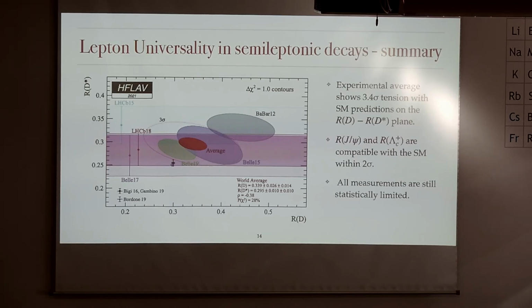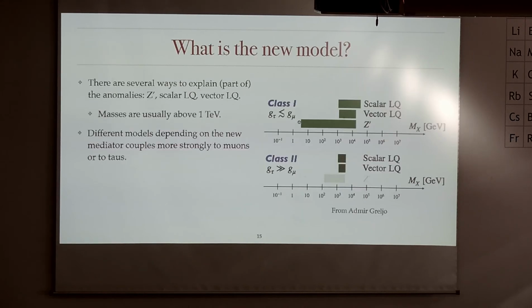So this is a moving target, because we are adding measurements, but also the theorists are updating their calculations. So a few years ago, this was 4 sigma. Now it has passed to 3.4. But it's hard to reconcile the theory with these measurements. And the important thing is that all of these measurements are still statistically limited. So there's still plenty of things to measure.